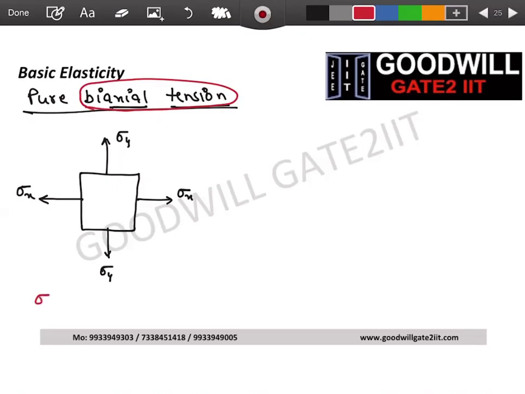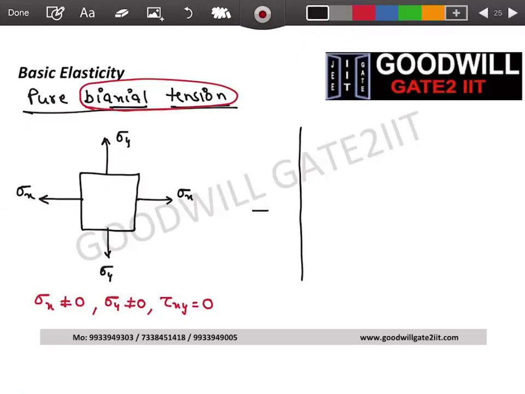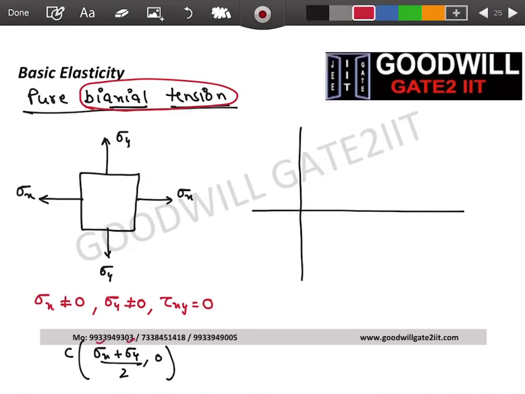So what is sigma x? It is not 0, but a positive number. Sigma y is not 0 and a positive number. And in this case, tau xy is 0. So if you want to draw the Mohr circle for this, it will be a very generalized Mohr circle because your center of Mohr circle will be this, right? Sigma x is positive, sigma y is positive. That means your center is on the positive side, some value, because we don't have a number.